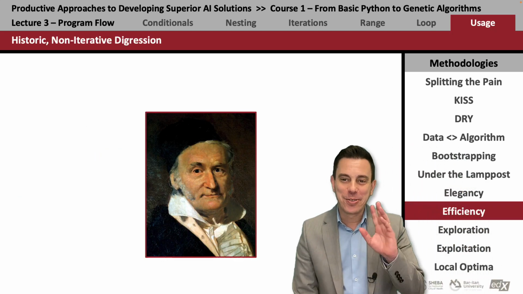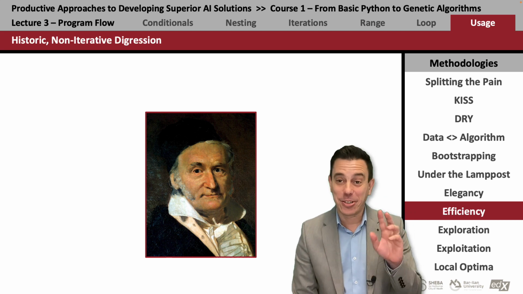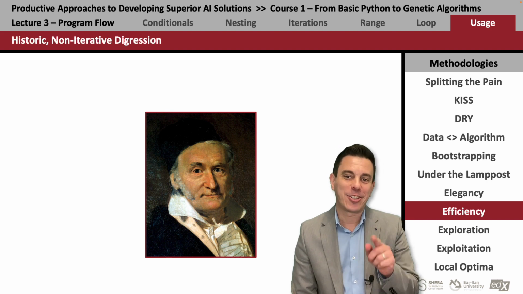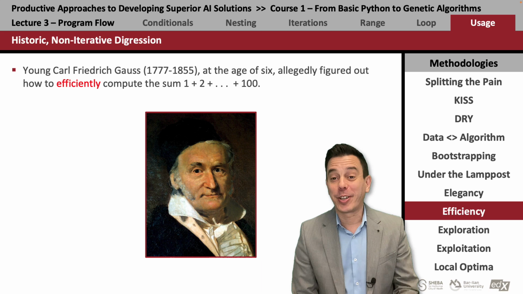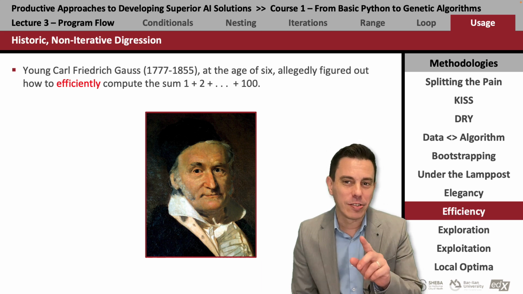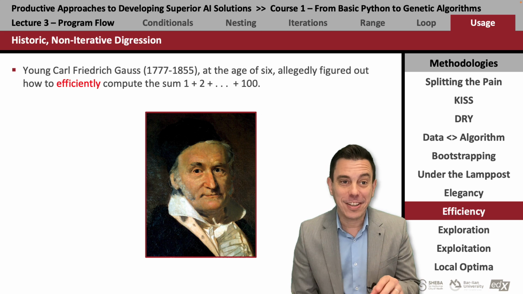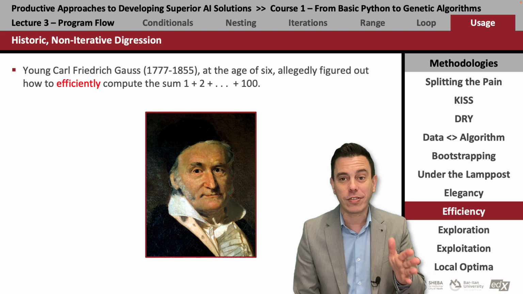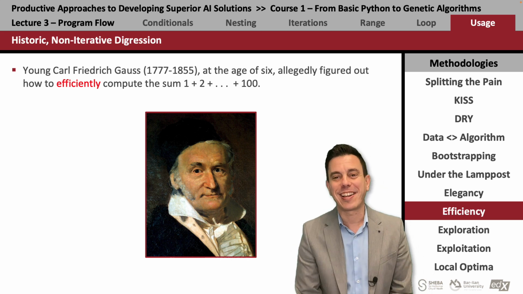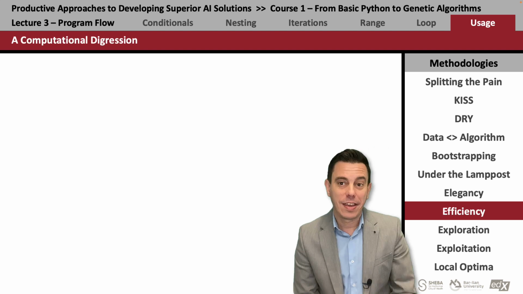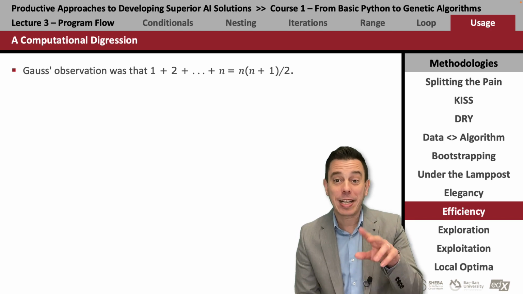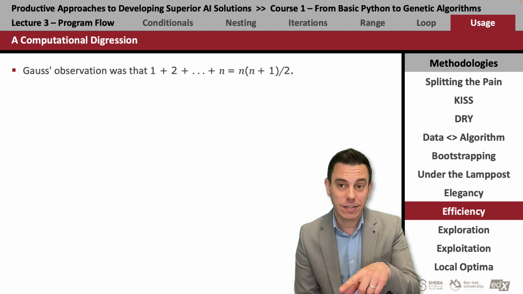We will now see a few usages, but first a historic, small, non-iterative digression. This gentleman is Carl Friedrich Gauss, who was only 6 years old when allegedly he figured out a way to efficiently calculate the sum of 1 to 100. What have you accomplished at the age of 6? Here is what he did. He understood that 1 plus 2 plus 3 plus up to n equals n multiplied by n plus 1 divided by 2.